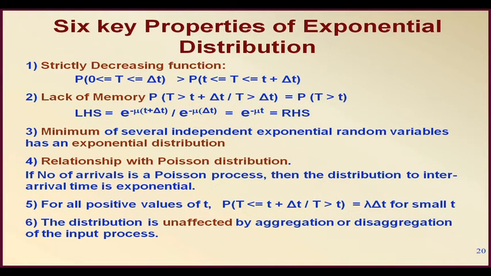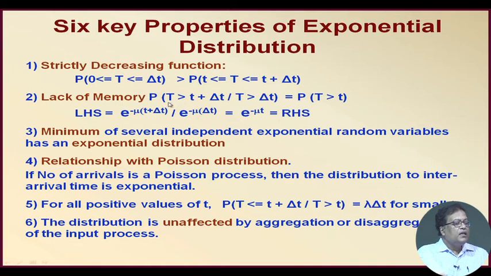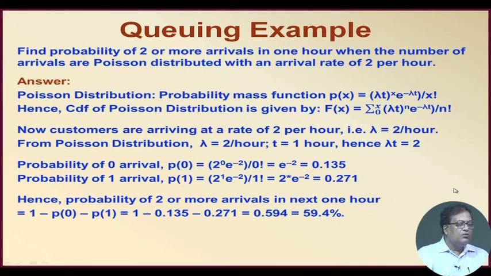Now, the proof is also here. You can see that on the left hand side, the probability of T greater than t plus delta t is given by e to the power minus mu (t plus delta t), and the other one is e to the power minus mu delta t. When you calculate, you will find e to the power minus mu t. So, that is the RHS. That is what the memoryless property is all about.